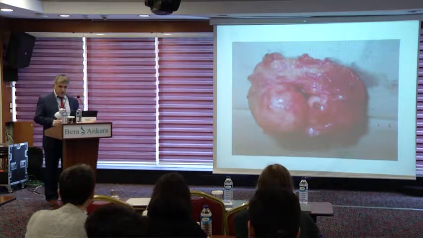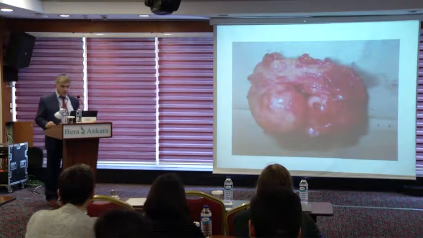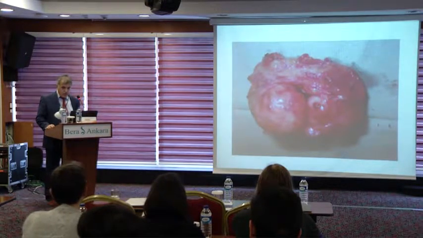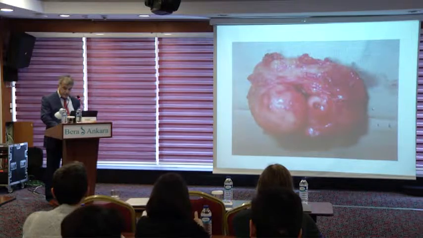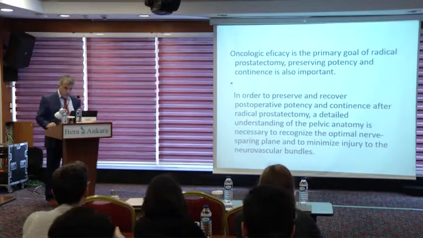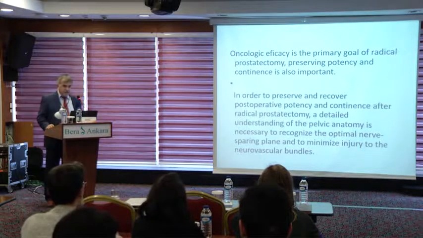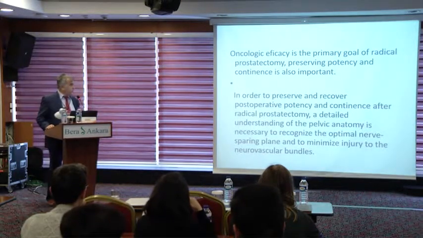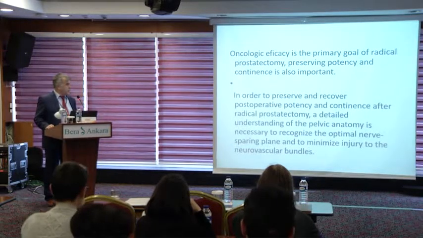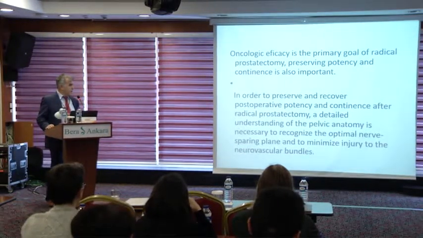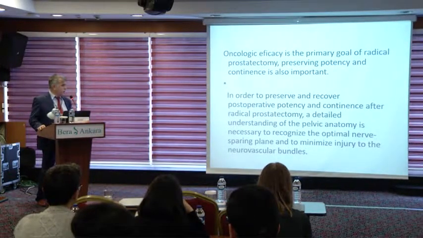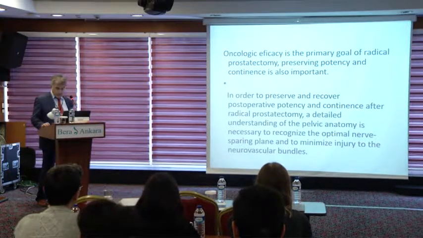Although ovoid, the prostate has anterior, posterior, and lateral surfaces with a narrowed apex inferiorly and a broad base superiorly that is contiguous with the base of the bladder. Oncologic efficacy is the primary goal of radical prostatectomy. Preserving potency and continence is also important. In order to preserve and recover postoperative potency and continence after radical prostatectomy, a detailed understanding of the pelvic anatomy is necessary to recognize the optimal nerve-sparing plane and minimize injury to the neurovascular bundles.